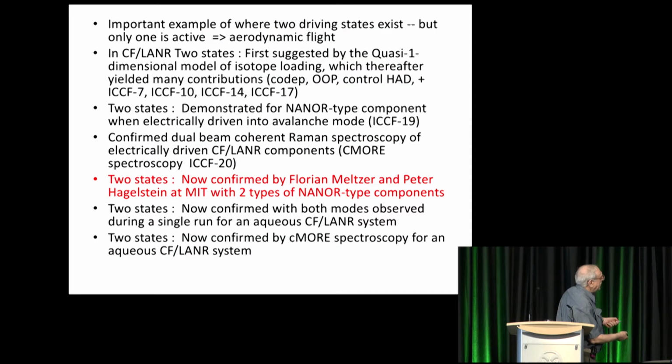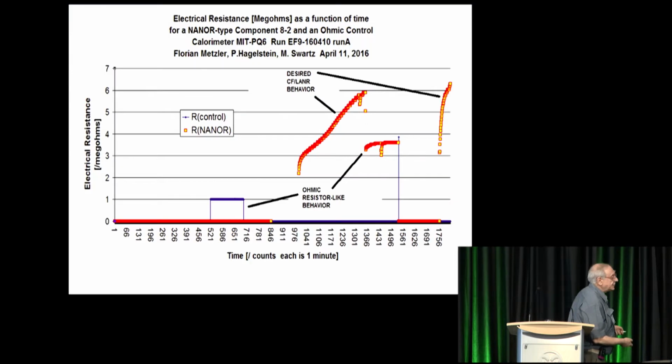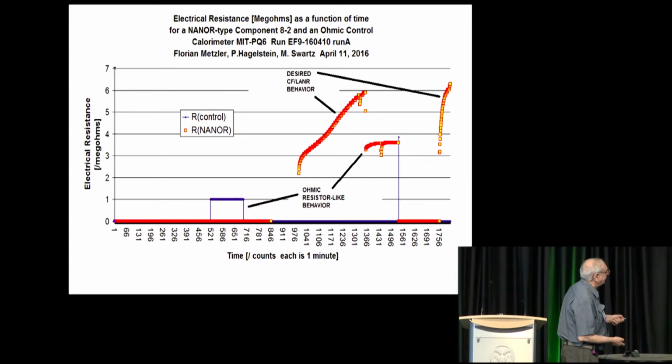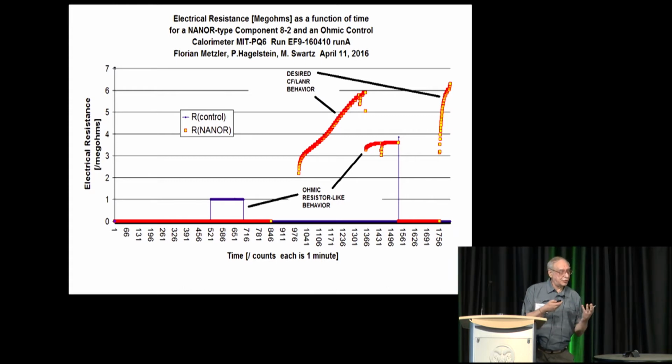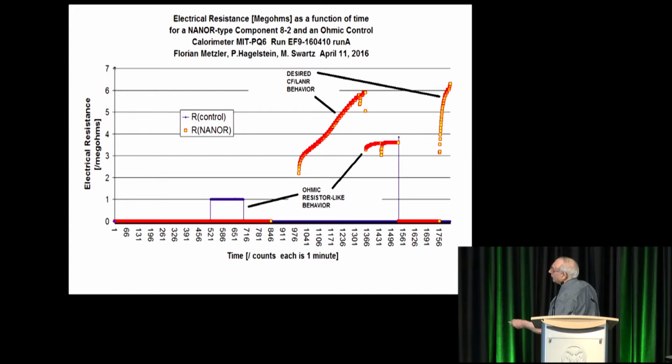Okay. Now, the 2-state system was confirmed by Peter and Florian at MIT. I gave them a series of nanotype components. For example, Florian is a meticulous investigator. And here, he's driving the ohmic control. We are looking at the electrical resistance. Remember, there's 3 ways of determining these 2 states. You can do it electrically, you can do it by calorimetry, you can do it optically. And here is the ohmic control, and here we're getting an active system, and suddenly it collapses to ohmic levels.